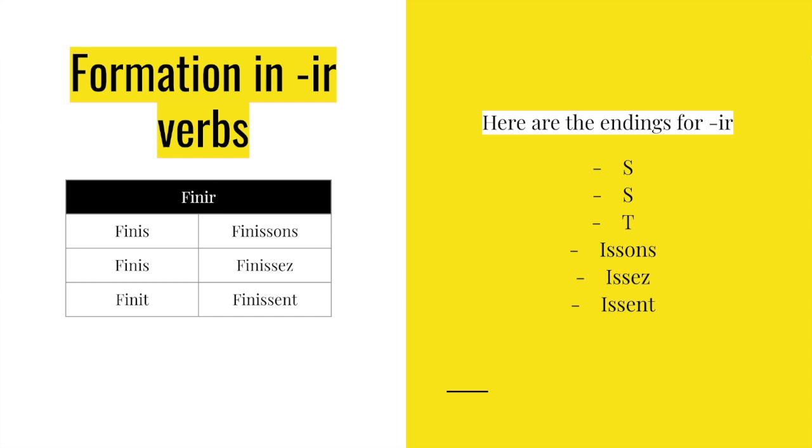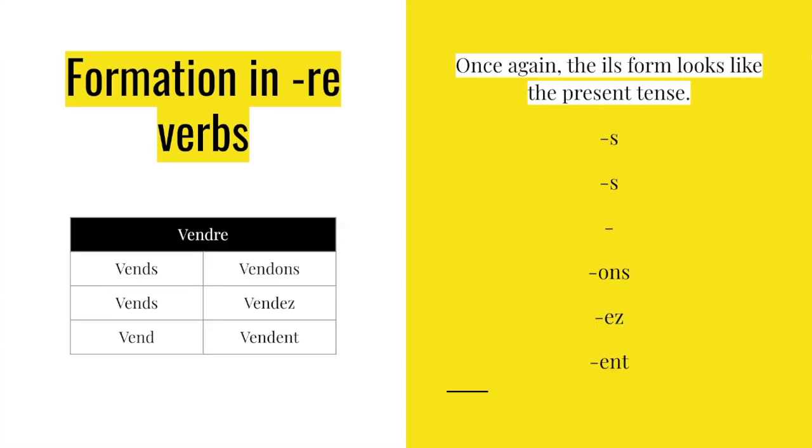The next type of verbs are IR verbs. To conjugate these verbs, you drop the IR from the infinitive to get the stem. Then you add on is, is, it, issons, issez, issent. Finally, RE verbs. RE verbs are very easy to conjugate as well. You just drop the RE and you add on s, s, nothing, ons, ez, ent.